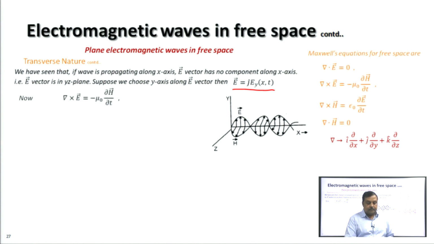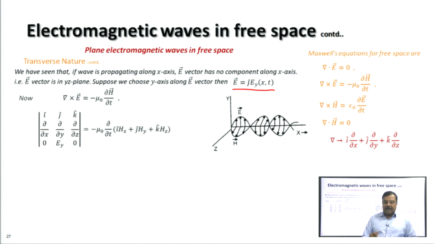So, from Faraday's law we have del cross E equal to minus mu 0 delta H by delta t. So, how to solve left hand side? We will write determinant I j k, delta by delta x, delta by delta y and delta by delta z, and the components of electric field. Electric field has only y component. So, 0, E y and 0. So, this is determinant and on the right hand side we have minus mu 0 delta by delta t of I h x plus j h y plus k h z.